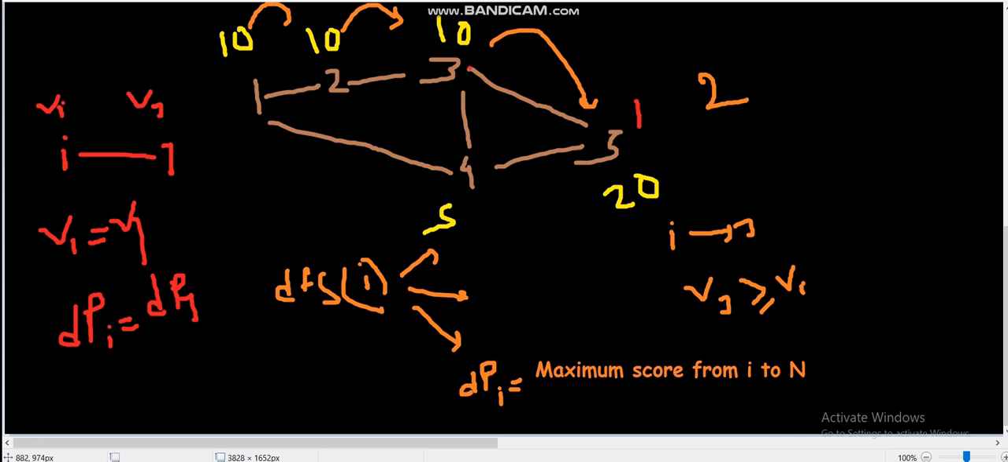Now the maximum score from 3 to 5 will be what? 10 and 20, two different nodes. So the answer will be 2 here.